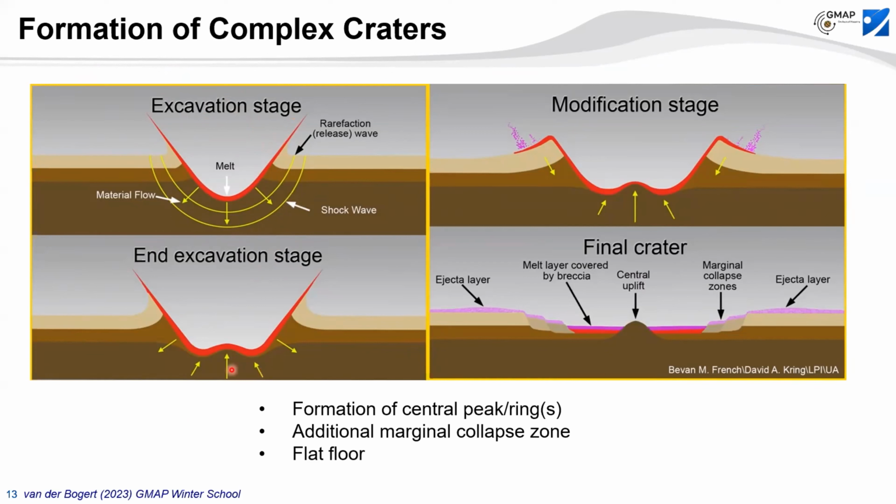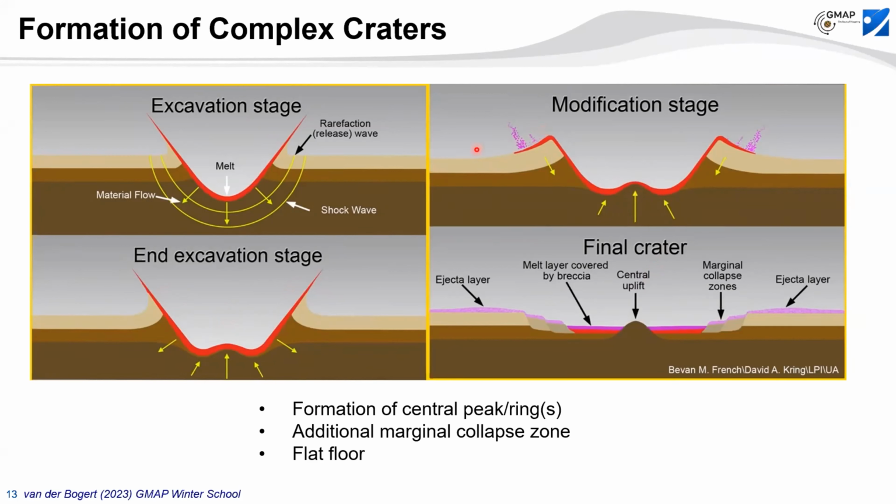And that's what happens here: for a complex crater, the excavation of the transient cavity happens much deeper into the target rock. And then there's more compensation for that as the transient cavity starts to collapse and compensate gravitationally, so that you get an upward motion of material in the center of the crater that ultimately forms the central peak, or also a central ring in the case of a crater that's even bigger.